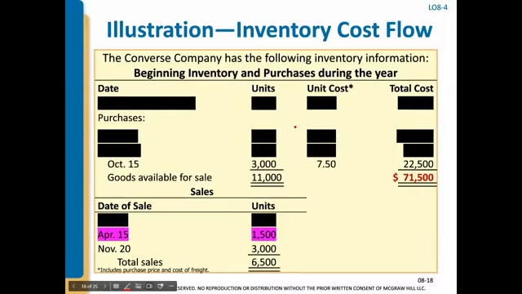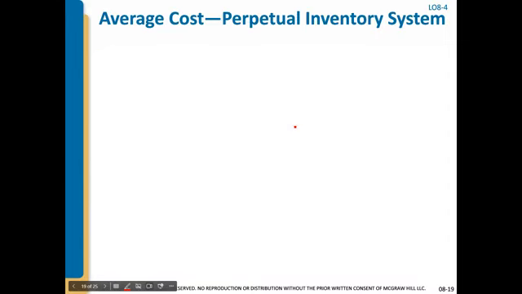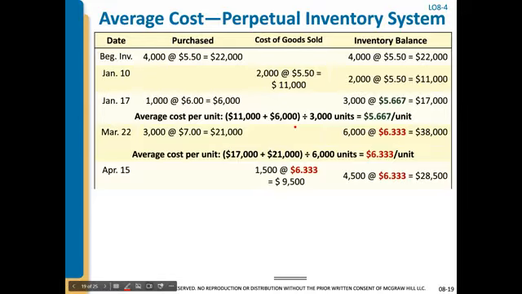Moving on, now on April 15th, we made a sale of 1,500 units. So as of March 22nd, on our previous slide, our average cost per unit was $6.333, okay, $6.33. Now we sold on April 15th 1,500 units, and so we just allocate our latest average cost per unit to that sale, and that's what we use for our cost of goods sold.